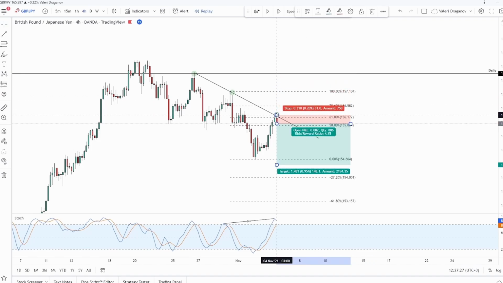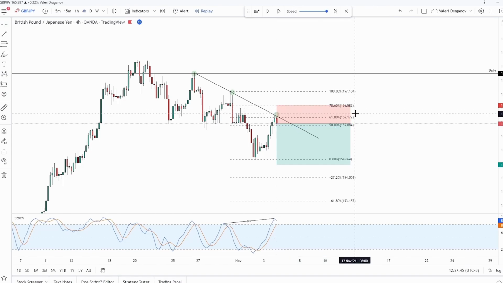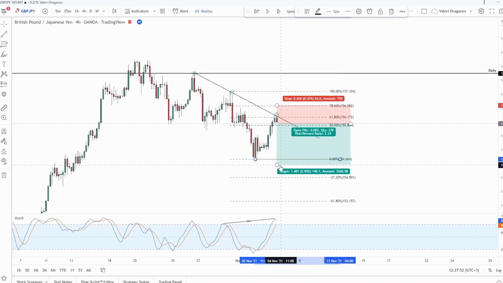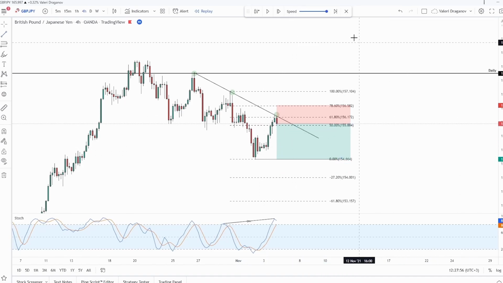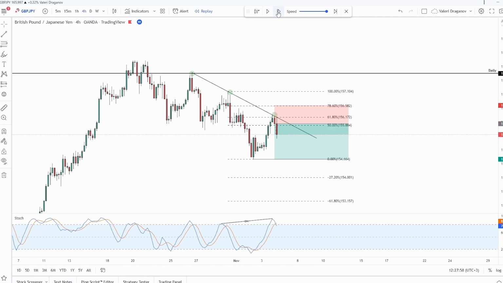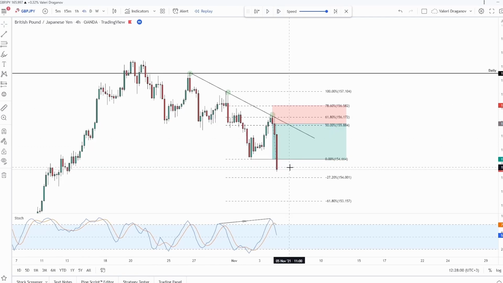But first, our stop, we're gonna comply with Fibonacci and extend our stop loss to the 78.6 level. Our first take profit, we're gonna make it to the 0% level and comply with the previous bottom. And let's see. Boom, only 2 candles and our take profit is hit.